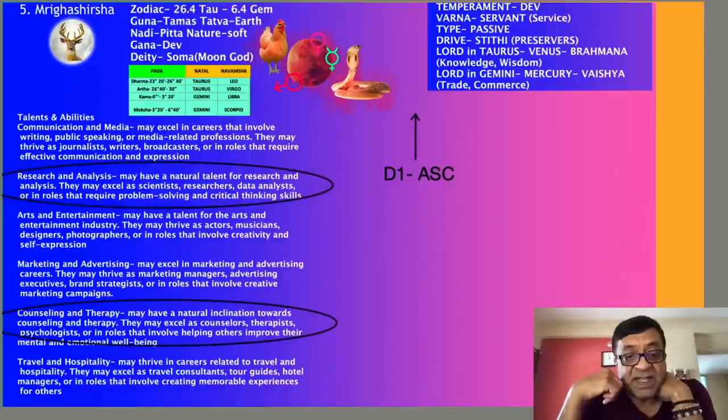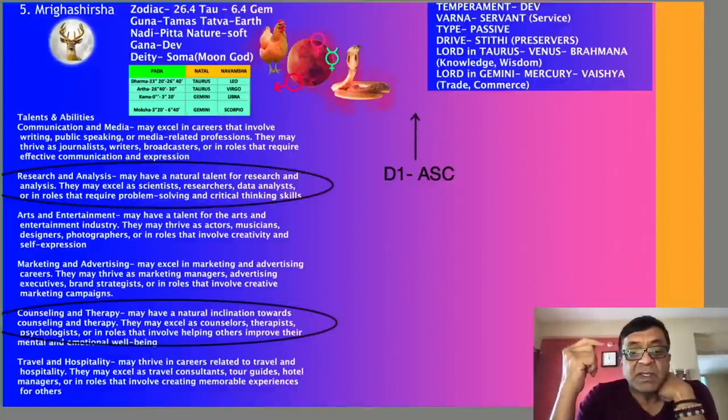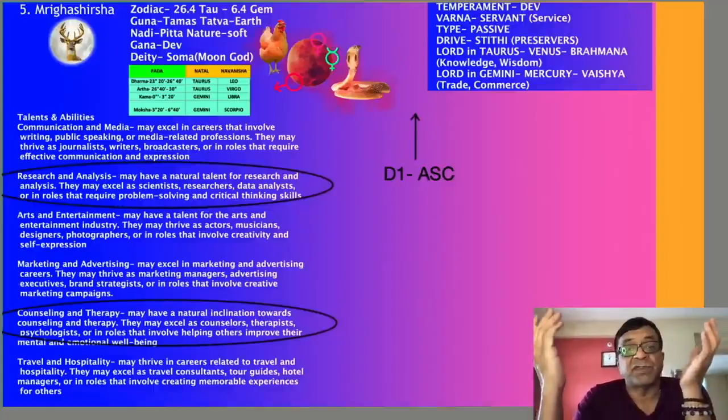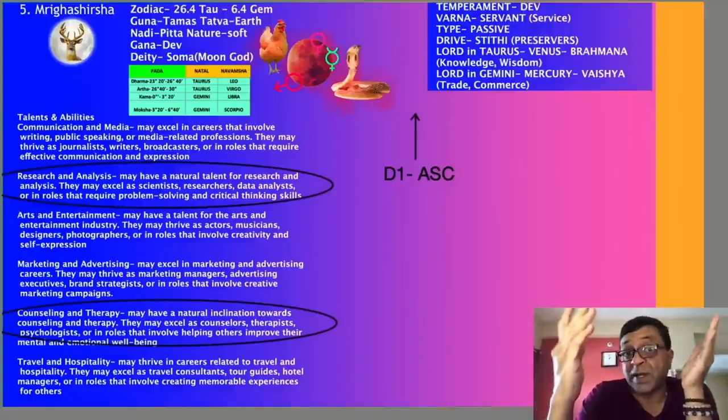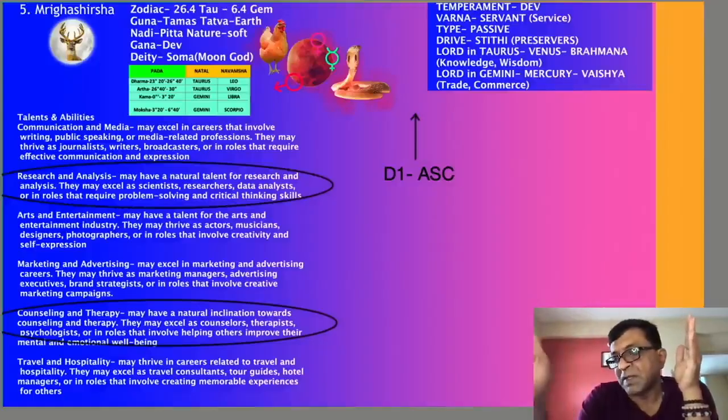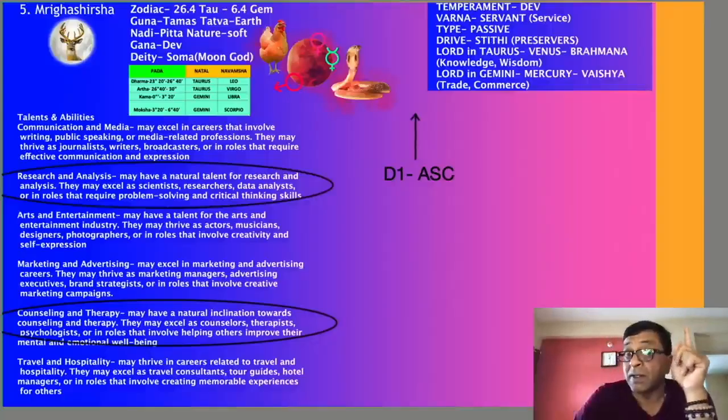Next one I have circled there is counseling and therapy. Again, they may have natural inclination towards counseling and therapy. She does. They may excel as counselors, therapists, psychologists, or in roles that involve helping people's emotional and well being. What else is a life coach? This is just D1. We saw the lordship of the first house, 10th house, where they sit, which nakshatra they sit in D1. Now let's get into D10.